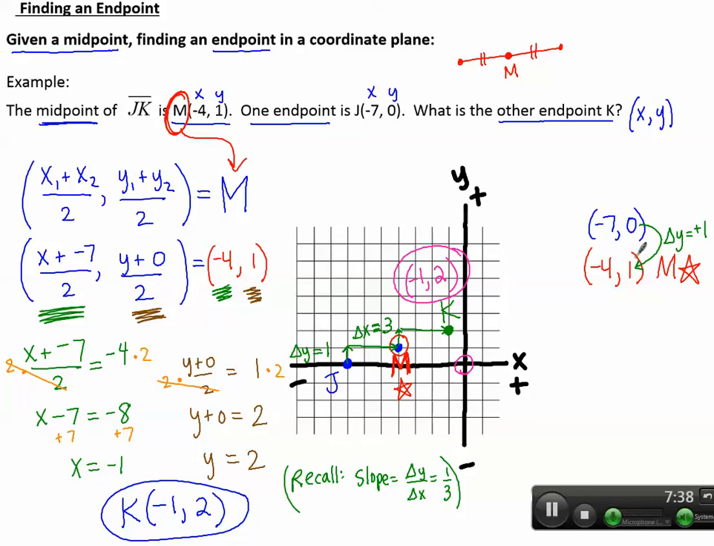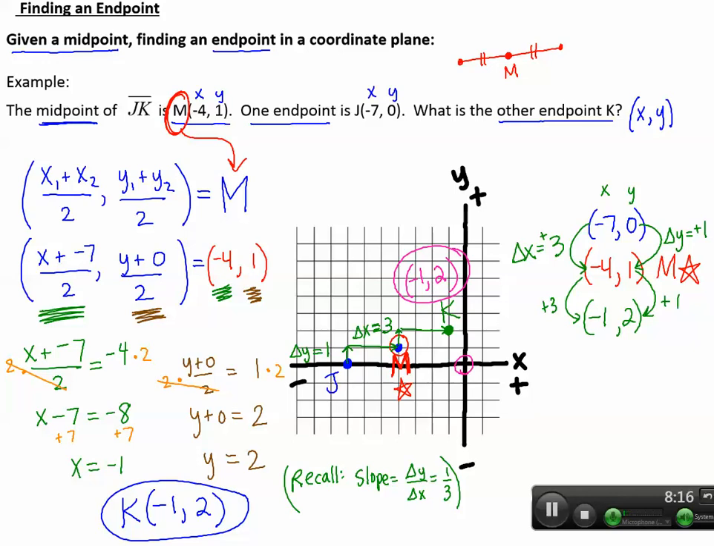We added 1. To go from -7 to -4, think of a number line. We go up by 3. So that's our change in x, because remember this is x and this is y. So our change in x is +3. We added 3. So to get to the next point, the other endpoint, we're going to do exactly the same thing. Our change in y was +1. So again, we do +1. 1 + 1 is 2. Our change in x was +3. So again, we're going to do +3. -4 + 3 is -1.